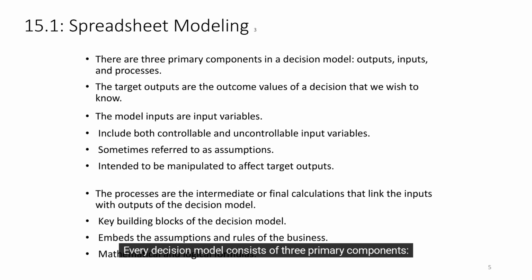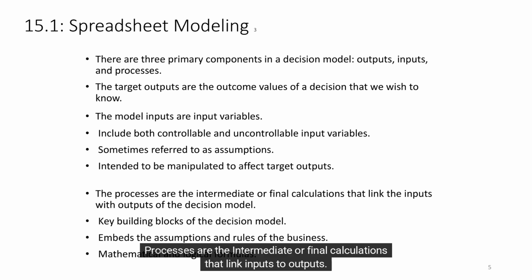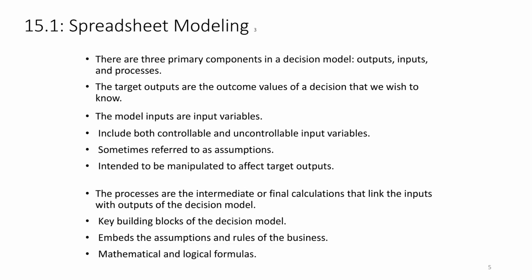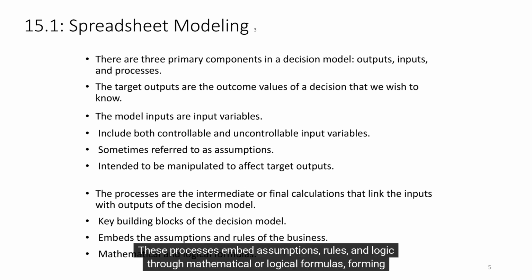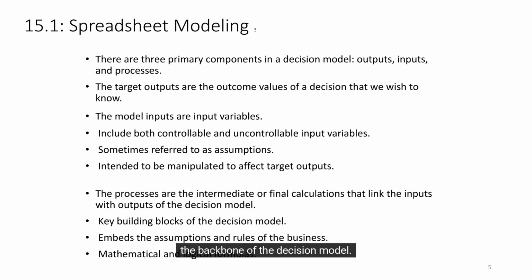Every decision model consists of three primary components. Outputs are the target values or results we aim to predict. Inputs are the variables that affect the outputs. These are often called assumptions. Processes are the intermediate or final calculations that link inputs to outputs. These processes embed assumptions, rules, and logic through mathematical or logical formulas, forming the backbone of the decision model.